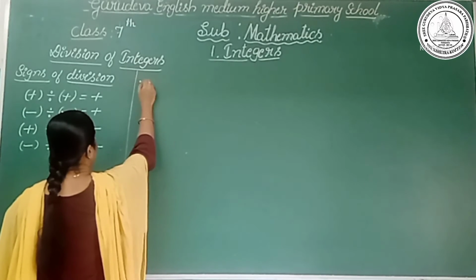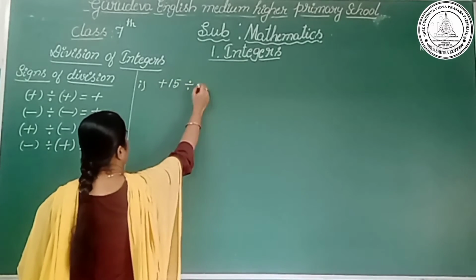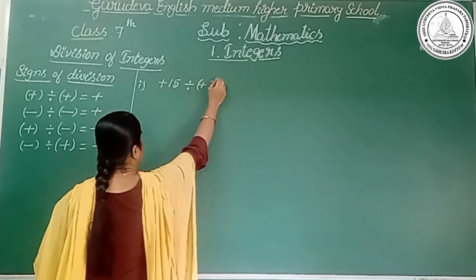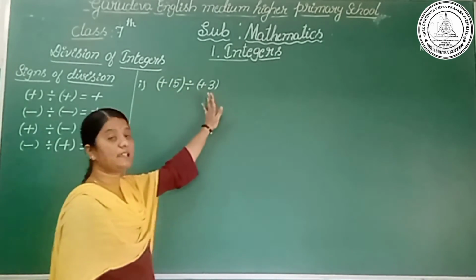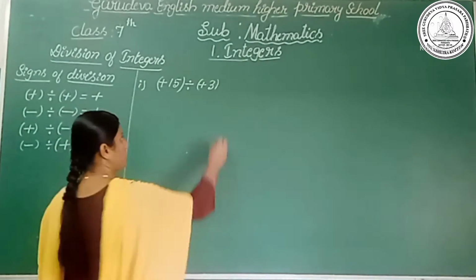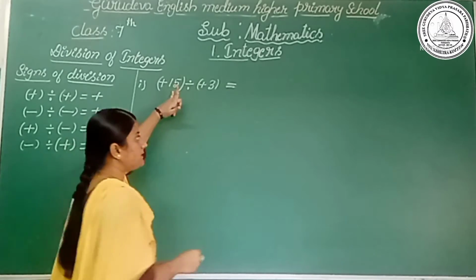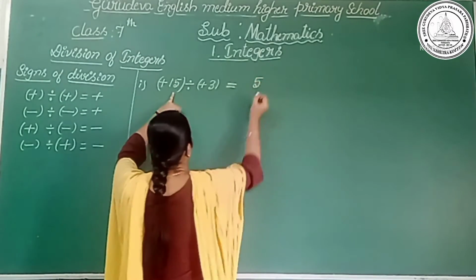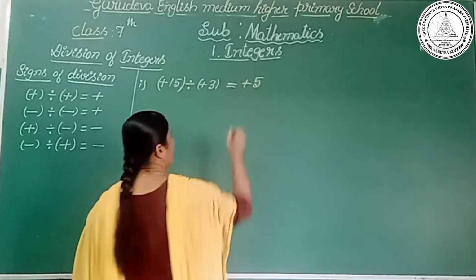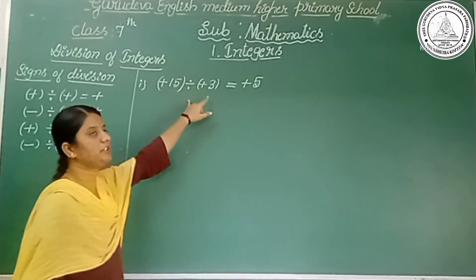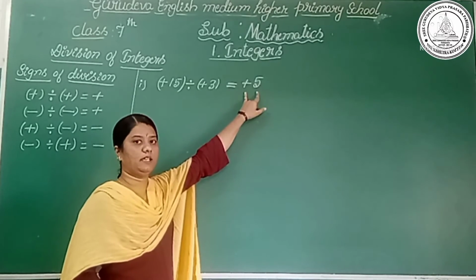First example, plus 15 divided by plus 3. 15 is a positive integer, 3 is a positive integer. What is the quotient here? The quotient is 5, because 3 fives are 15. Right? So plus divided by plus is plus. So if we divide two positive integers, we will get the quotient as a positive integer.